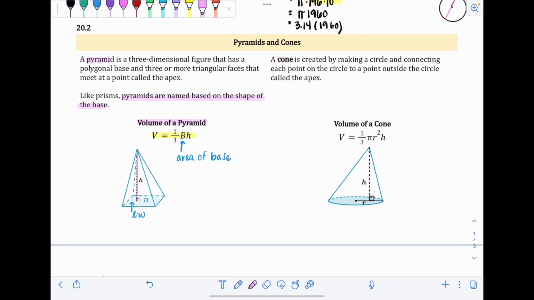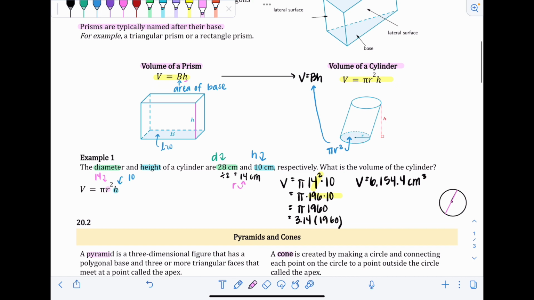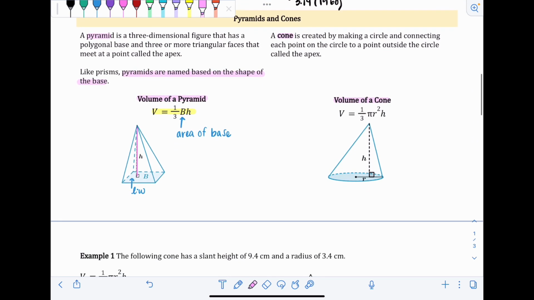Okay, and then moving on to a cone. A cone is created by making a circle and connecting each point on the circle to a point outside of the circle called the apex. Think of it like an ice cream cone. The volume of a cone formula is really similar to the volume of a pyramid formula, just like the volume of the cylinder formula was based off the volume of a prism. For a pyramid, you take the capital B, the area of the base, multiply it by the height, and then multiply it by 1/3. It's the same thing here, it's just that we have the area of the base already put in there. So it's volume equals 1/3 pi r squared times height. This pi r squared is B, the area of the base. It has every value in there, so you don't have to remember the area of a circle each time.